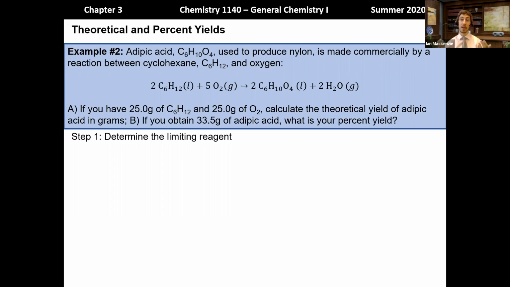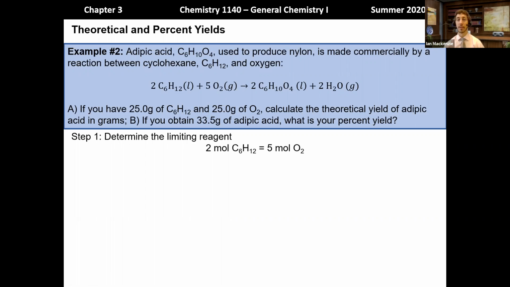Well, in this case, I'm given the amounts in grams, not in moles. So what I need to do is convert the mass values that I've been given into moles, then choose one of those starting materials, and using the stoichiometric, the molar equivalency from the balanced chemical equation, saying that 2 moles of cyclohexane is equal to 5 moles of oxygen, take one of those starting materials and calculate how much of the other starting material I would need. And then I compare my calculated value with the actual value that I am given. Let's go through that process.